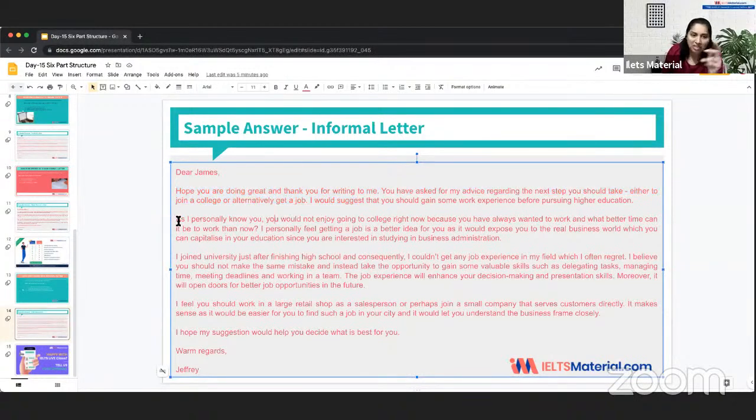Next is, give your personal suggestion. The second paragraph is going to be your personal suggestion. What is going to be your advice? Then also give him the reason why he should take up a job. Next, you explain the ability of your friend and also give a few suggestions of what type of job he can go for. Then also say that I hope my suggestion would help you decide what is best for you. At the end, you can write warm regards, Jeffrey. You can see that I've not mentioned the first name and the last name, it's only the first name.